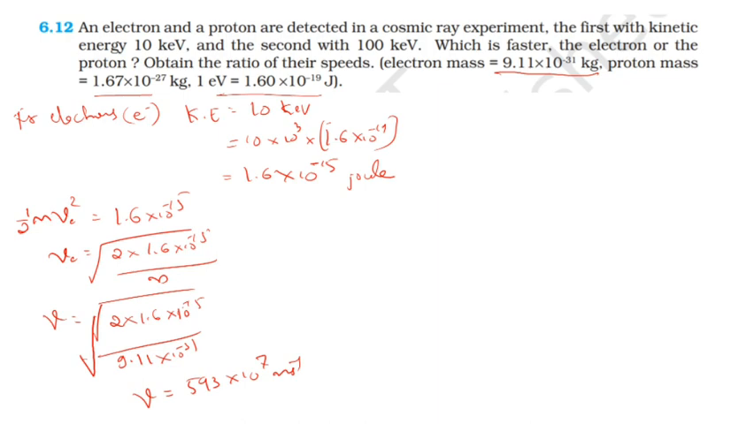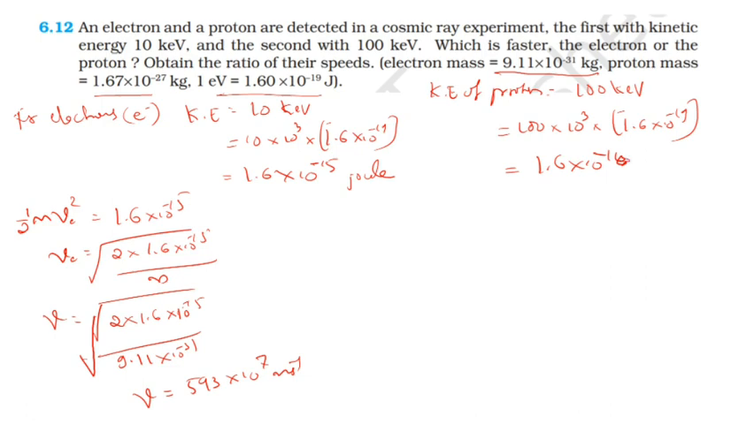So we can write the kinetic energy of the proton. You can write it as 100 kilo electron volt. Write 100 as it is, kilo is 10 to the power 3, and electron volt is 1.6 into 10 to the power minus 19. Okay, and you will get the answer 1.6 into 10 to the power minus 14. So it's the kinetic energy of the proton.